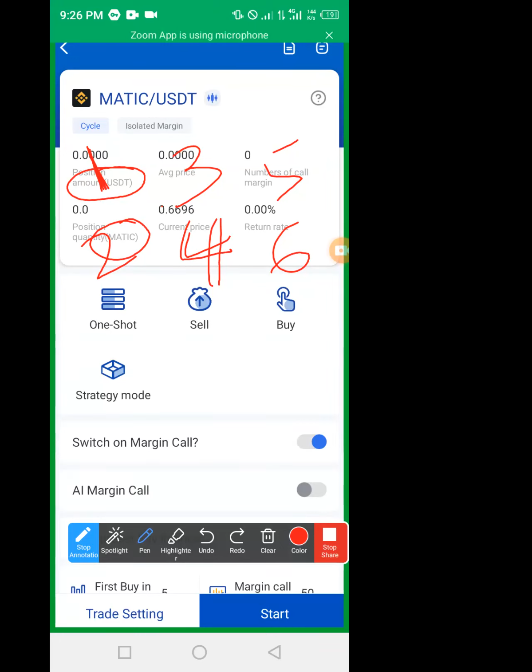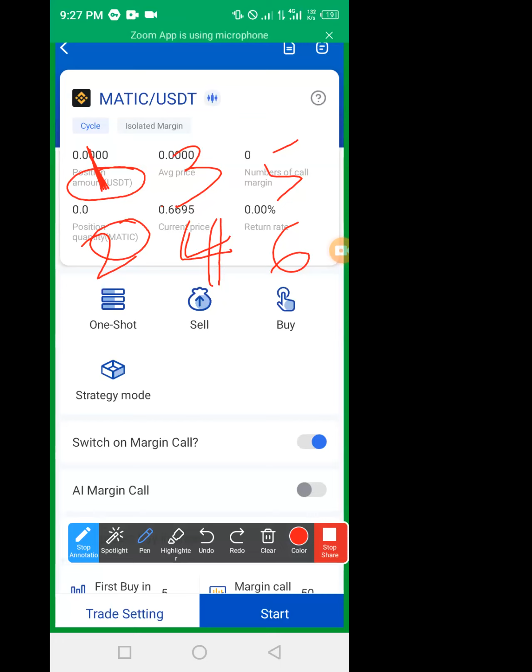Then number 5, the number of margin calls. Number of margin calls means how many times you want that robot to buy that coin, depending on your capital. You might have $100 and say, I want this robot to use this $100 to buy 5 times, whereby every time it is using $20, $20, $20, $20. So which means it will buy 5 times.